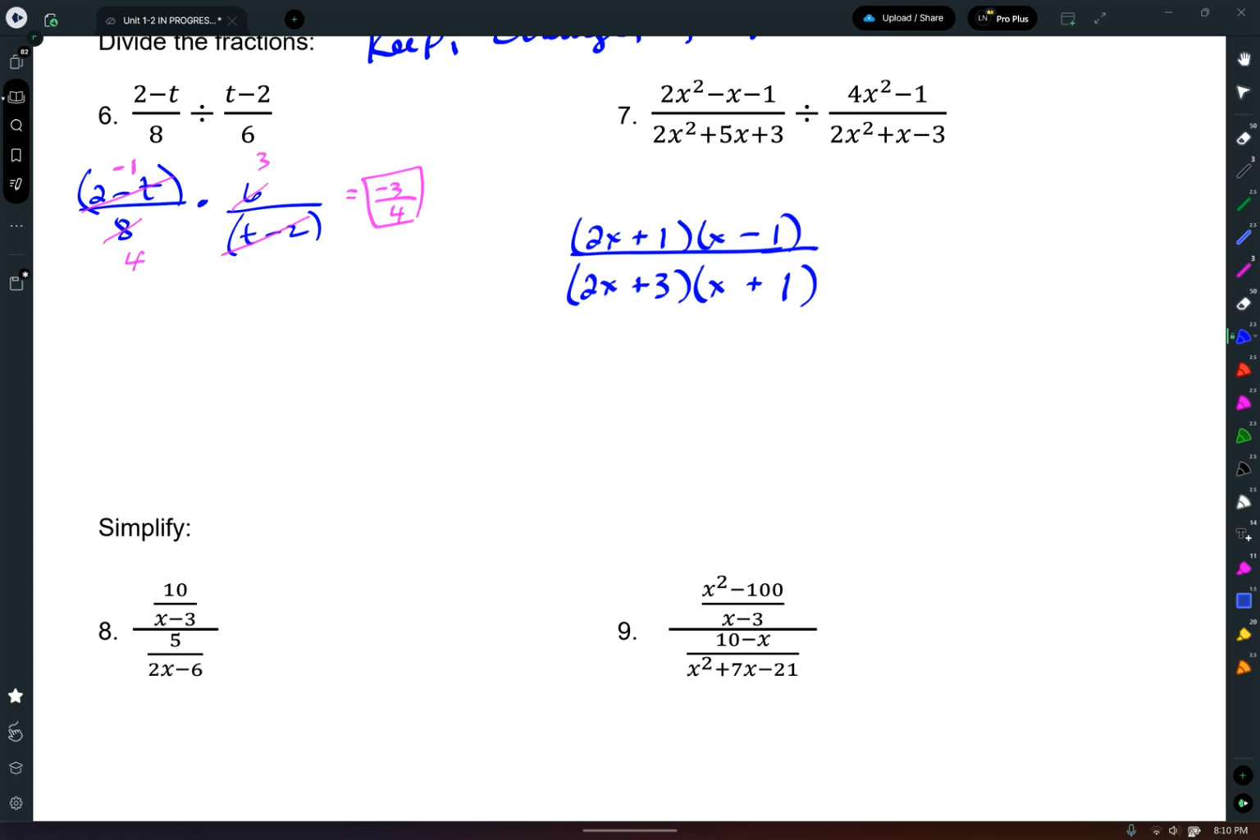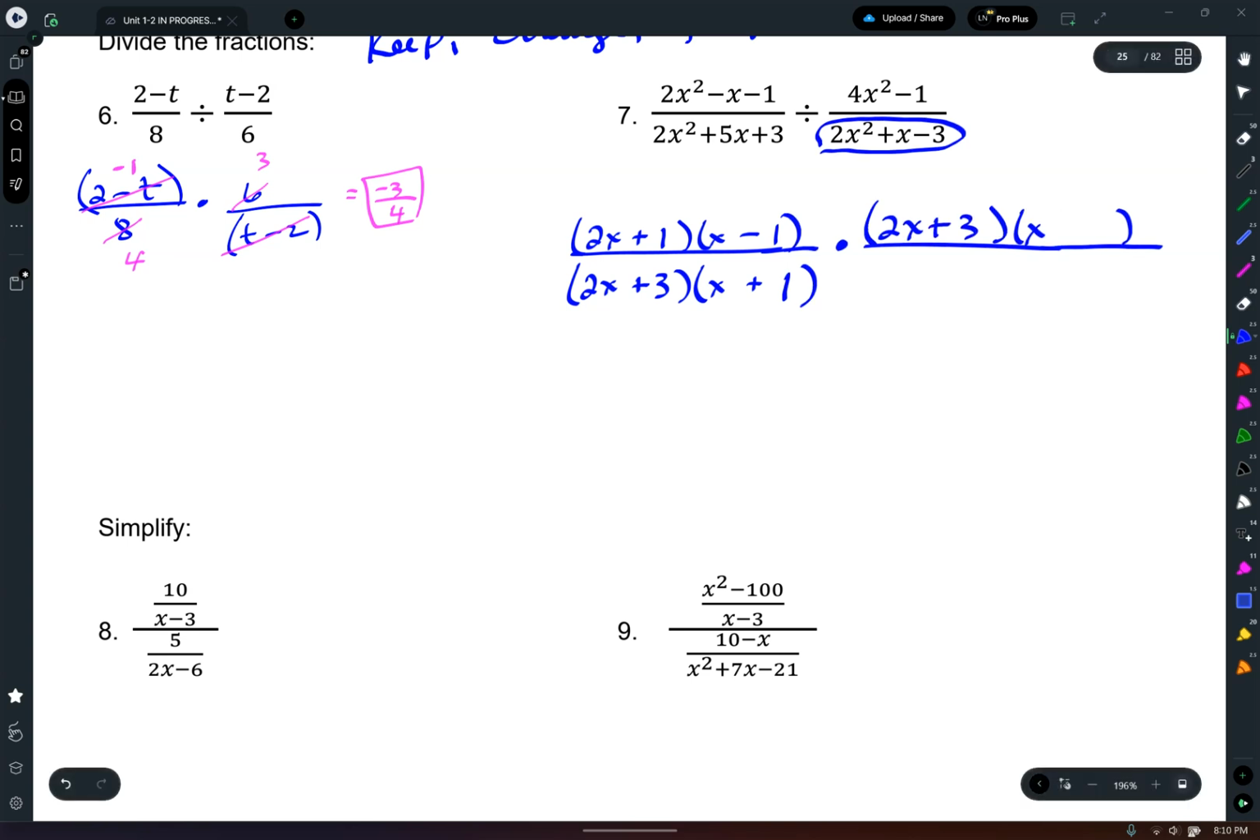Okay, so I'm going to change it to multiplication, and right now I'm going to work on this one, but I'm going to put it on top because I'm flipping, right? So I'll put 2x and x, and let's see, in this case, I need a plus and a minus, so I think I'm going to go plus 3 and minus 1.